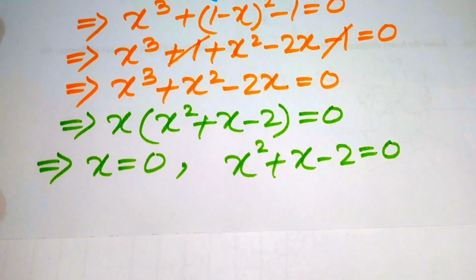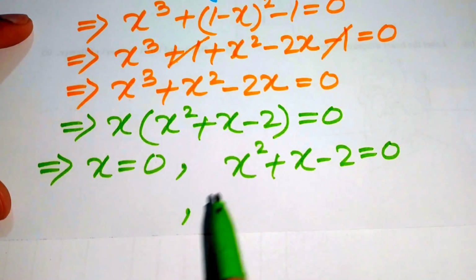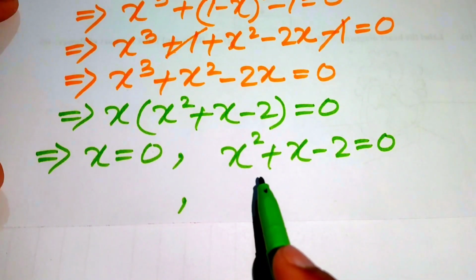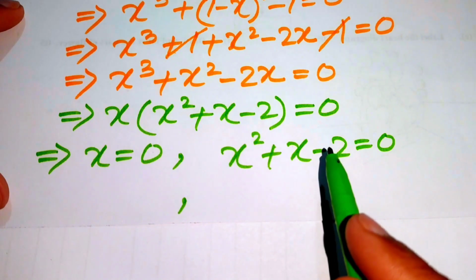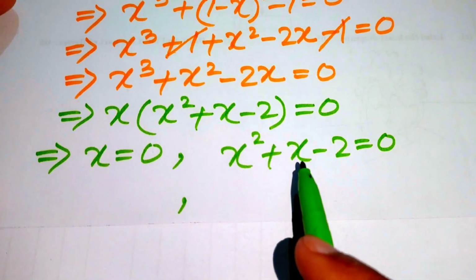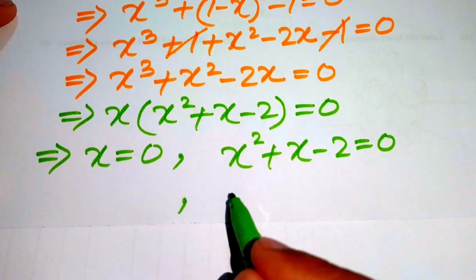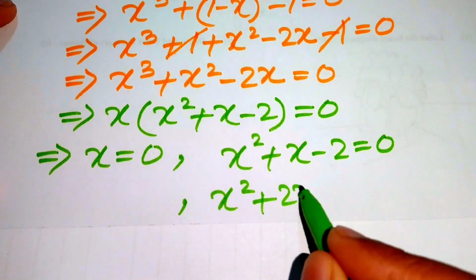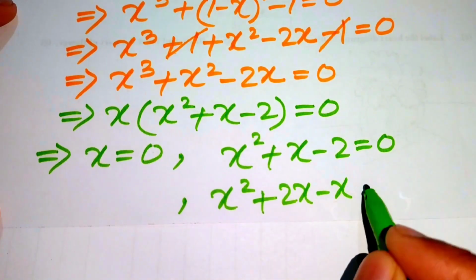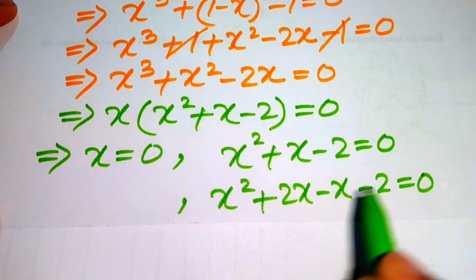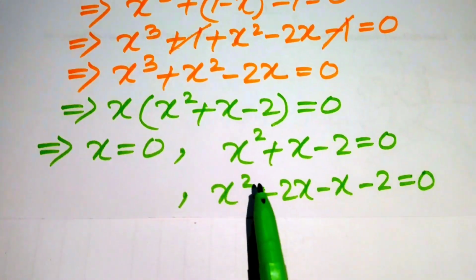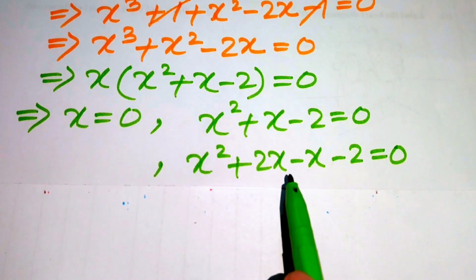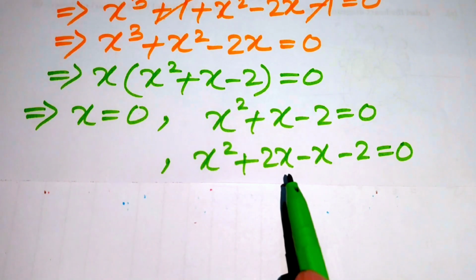So now we find the values of x from this quadratic equation, so that we make the factors of this equation, and here we break the middle term, and our middle term is plus x, and we write it as x squared plus 2x minus x minus 2 equals 0. Here we have plus x, and we write this plus x as 2x minus x, and you know that 2x minus x equals plus x.